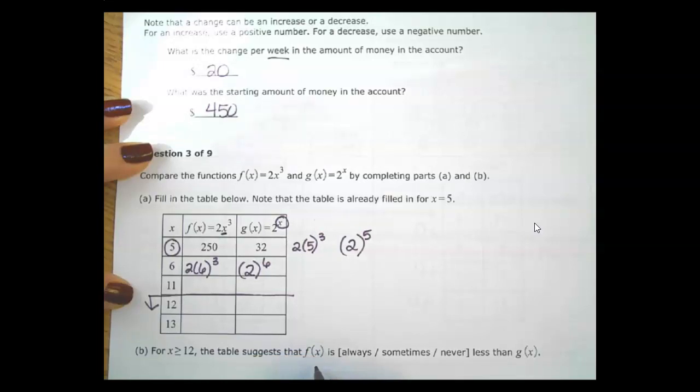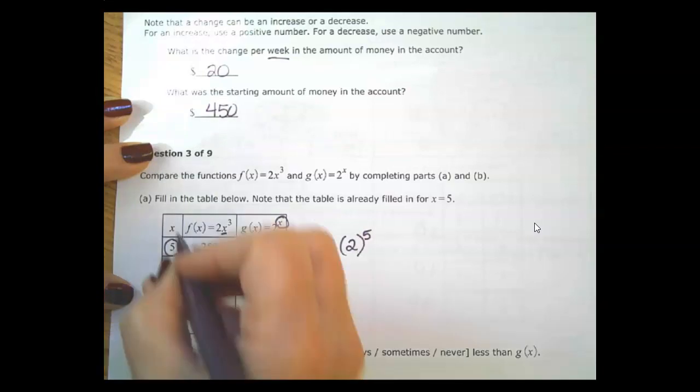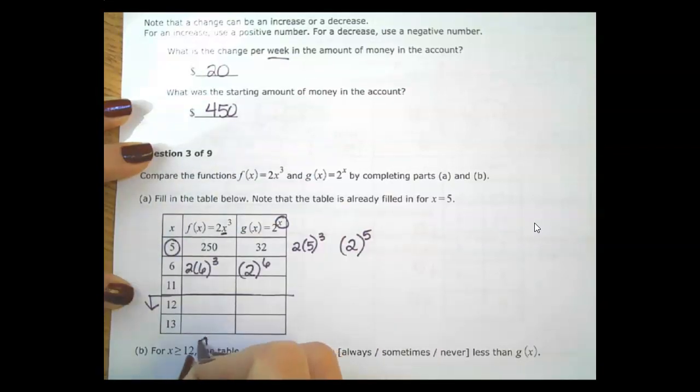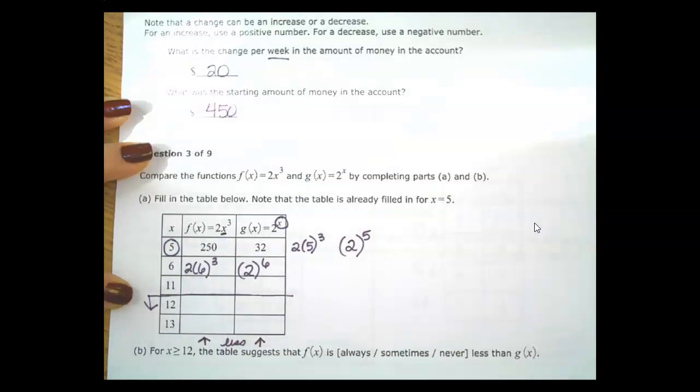So are my answers f of x, so is this column here always, sometimes, or never less than this column? And then you just answer that. It's really not that complicated, but the way it's written is kind of confusing. So you know my x values are greater than or equal to 12. So they're only talking about this row and this row. According to this row, answer that question.